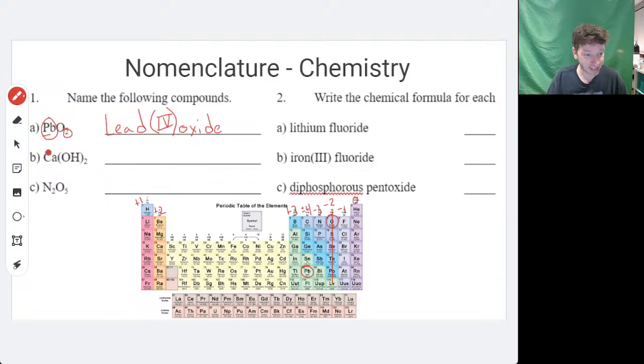The next one we have calcium. Calcium's right here. It's not a transition metal. Its only charge is positive 2, so we do not need Roman numerals. So we have calcium. Okay, and then this is a polyatomic ion. Please do not write calcium, oxygen, hydrogen. That would be wrong. That's the polyatomic ion hydroxide. So we have to write calcium hydroxide.